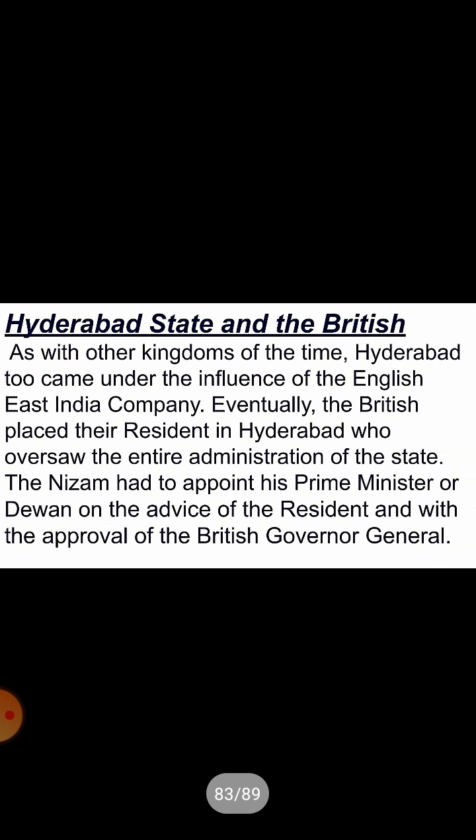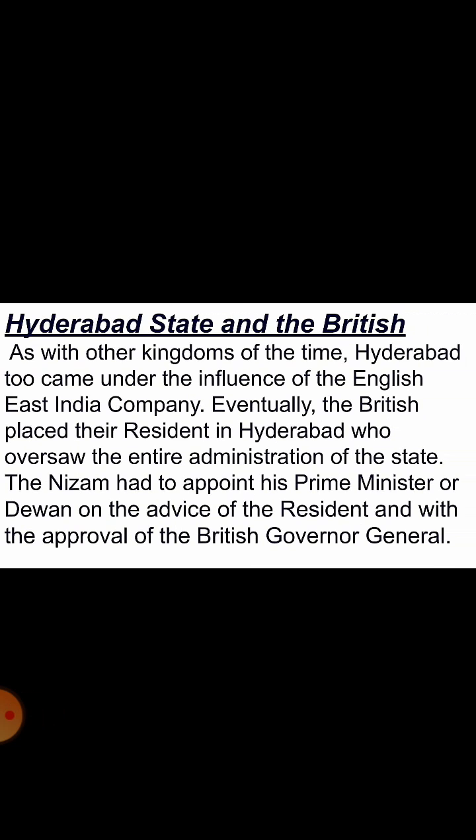Hello everyone. We will continue with the 15th chapter, Establishment of the British Empire in India. Today we will see Hyderabad state and the British. As with the other kingdoms of the time, Hyderabad too came under the influence of the English East India Company.